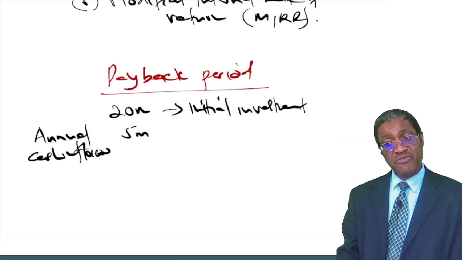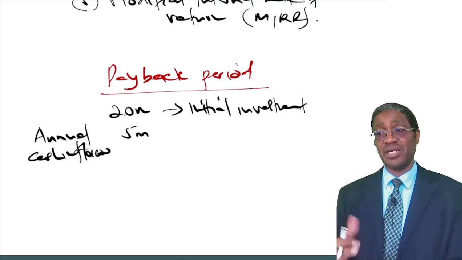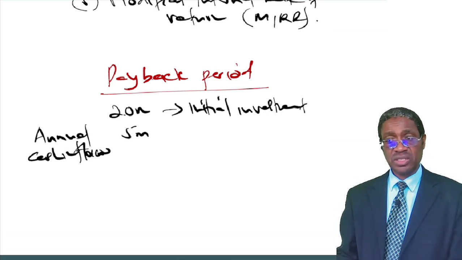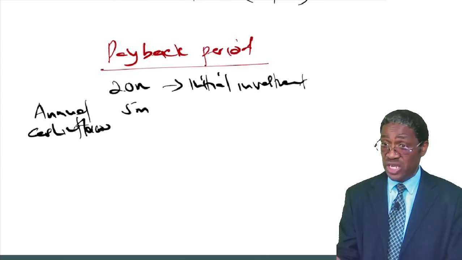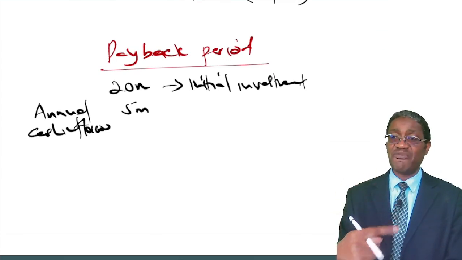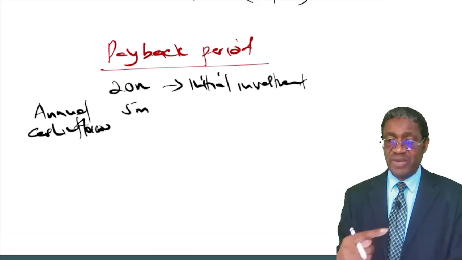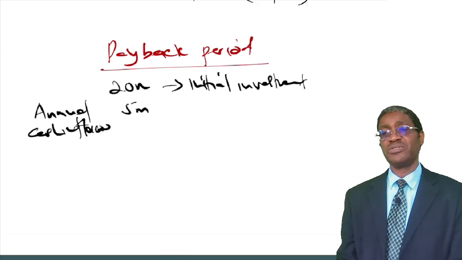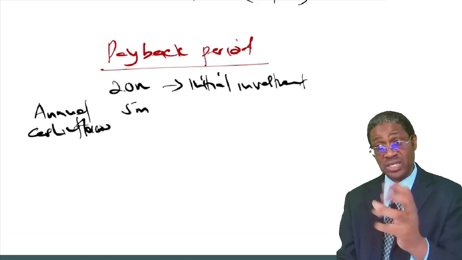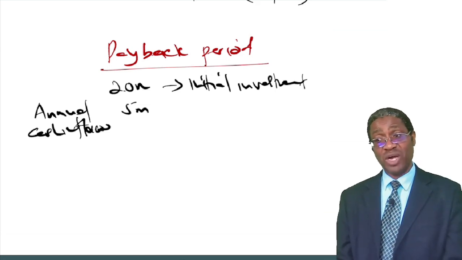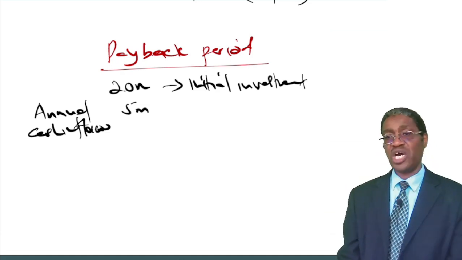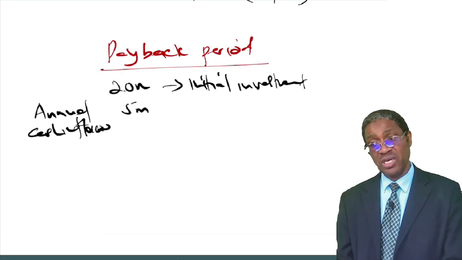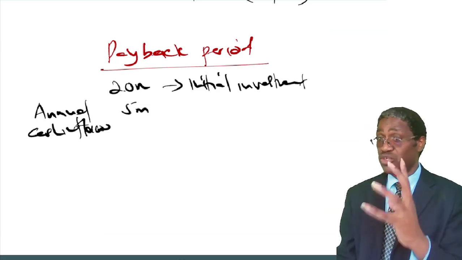And I hope from here you can easily tell how long it will take. If I invest 20 million today, and this project will be giving me back a constant amount of 5 million, then it will take me how many years? I want to believe you are able to get it. It will take me only 4 years to recover my 20 million.